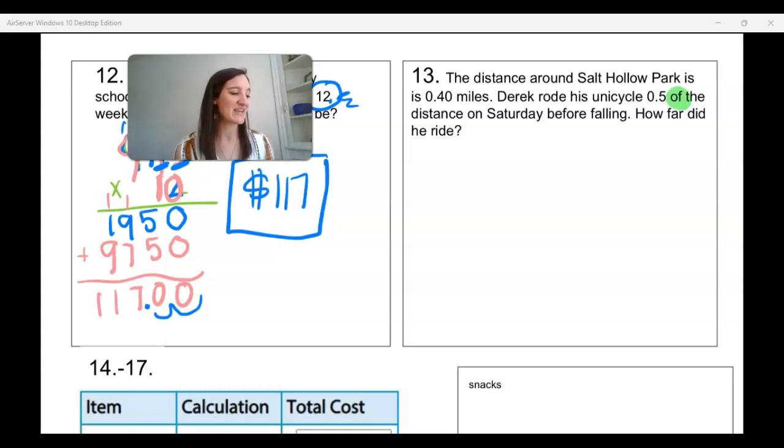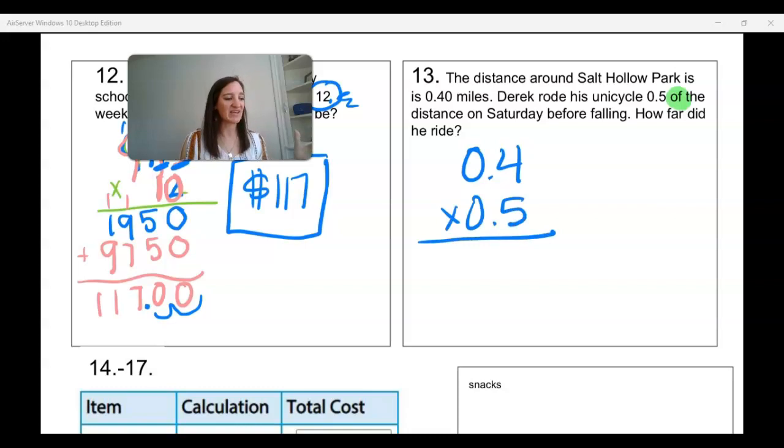So if I take the 0.40, honestly, again, I'm just going to get rid of that 0 and just do 0.4, and I times it by 0.5, that will give me the distance that he rode, because he had 4/10ths of a mile, and then he only rode 5/10ths of that. So we've got to take half of it, or 5/10 of it. And we're going to times those together and get 20.